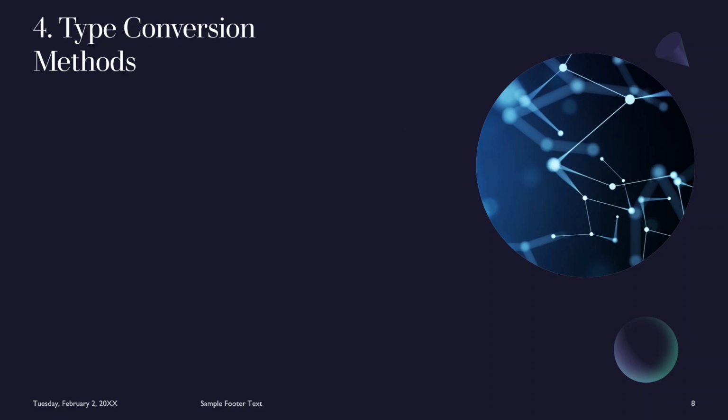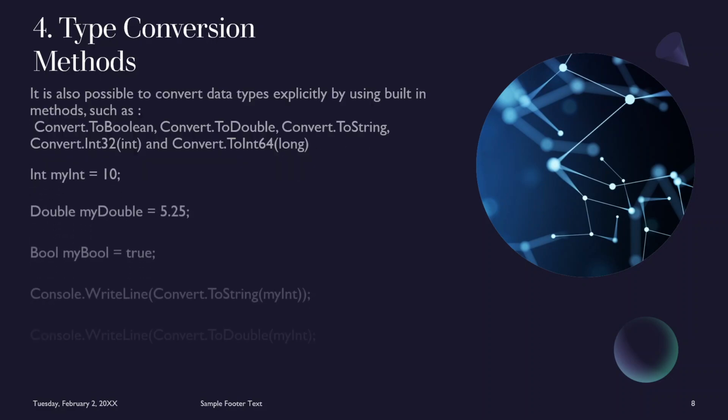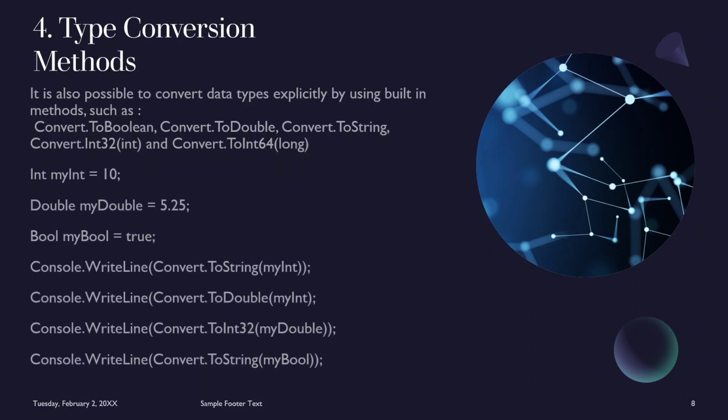Types of conversion methods. It is possible to convert data types explicitly by using built-in methods such as Convert.ToBoolean, Convert.ToDouble, Convert.ToString, Convert.ToInt32, which is for integer, and Convert.ToInt64, which is for long. Int myInt equals 10. You should declare this at the start of your code. And double myDouble, bool myBool true, and then look at the interesting part. Console.WriteLine(Convert.ToString(myInt)).